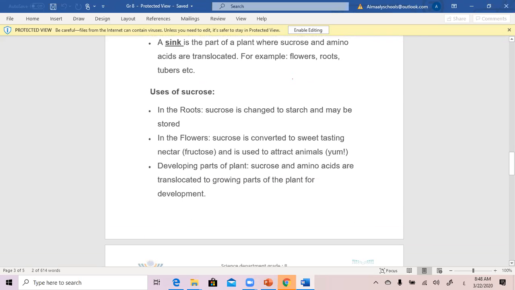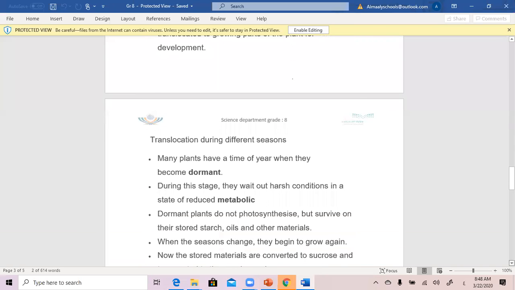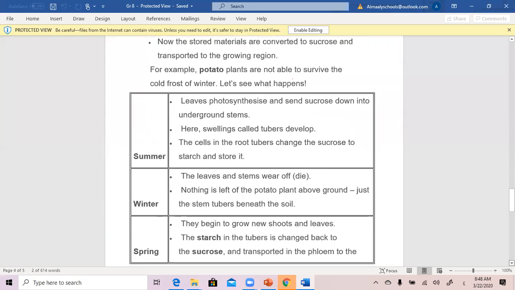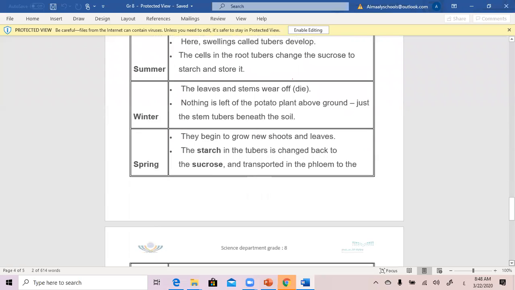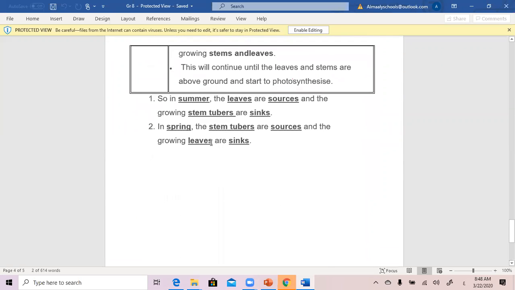Then we talked about uses of saccharose. You understand well? Okay, this is all of them with the saccharose. Then that's application to the sink and the source, as we said.